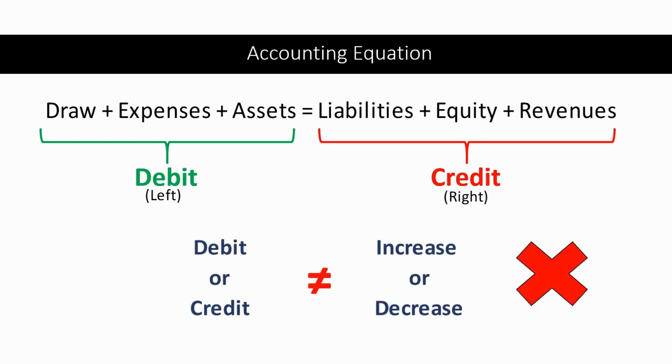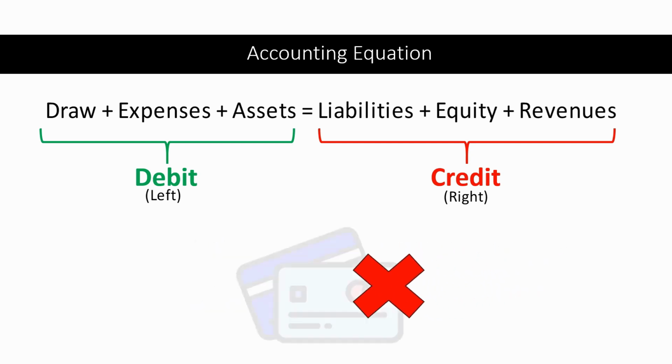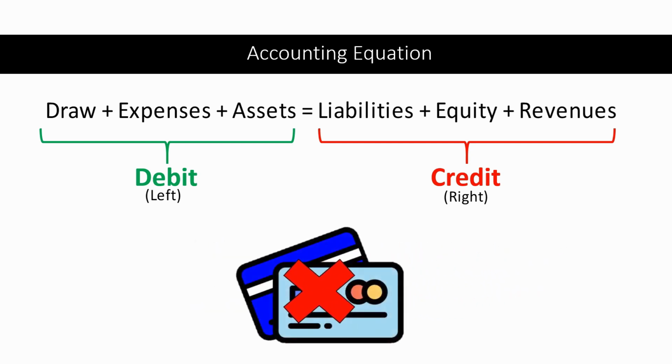I want to take a moment to make it absolutely clear that debit and credit is not synonymous with increase or decrease. Debit and credit simply means left and right, and signifies which side of the ledger the transaction is recorded. It is also unrelated to debit cards and credit cards, or cash in the bank or money owed. So get that relationship out of your head if that's something that you're thinking about.